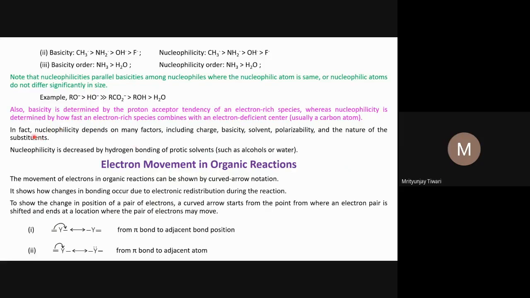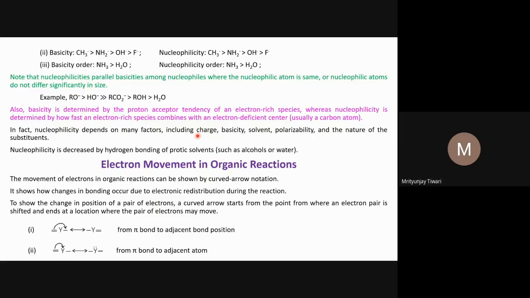And in fact, nucleophilicity depends on many factors, including charge, basicity, solvent, polarizability, and nature of the substituents. How the nature of substituents affects the nucleophilicity or electrophilicity, this point we will see later on. The charge we have already seen. If the species is having a negative charge, it will be more nucleophilic than if it is a neutral species with a lone pair of electrons.